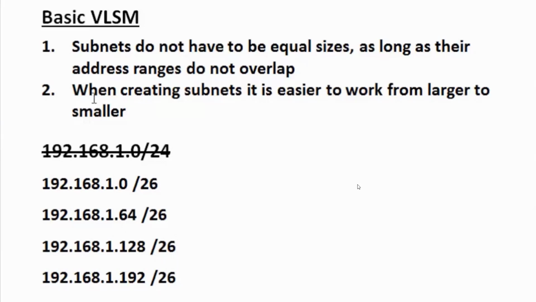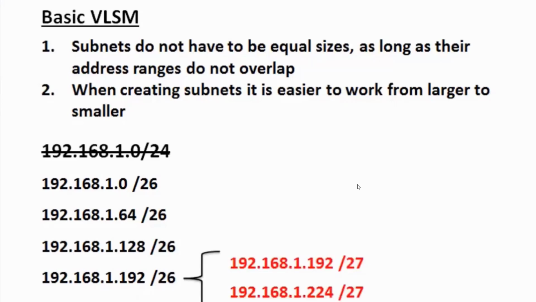With VLSM, or Variable Length Subnet Masks, I can decide that I want to change one of these subnets and further subdivide it into smaller subnets, as long as the address spaces that I create, or the subnets that I create, do not intrude into the other subnets. For instance, I could take this 192.168.1.192 subnet. The address range for this subnet goes from 192 all the way up to 255.